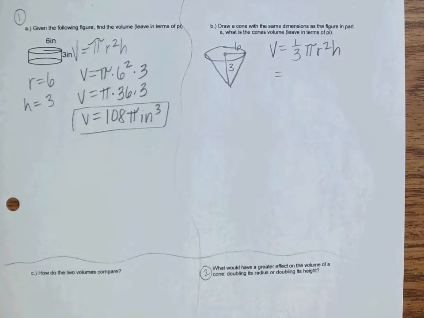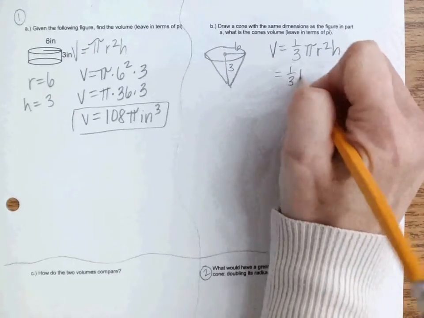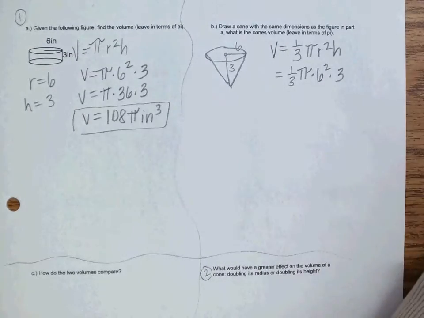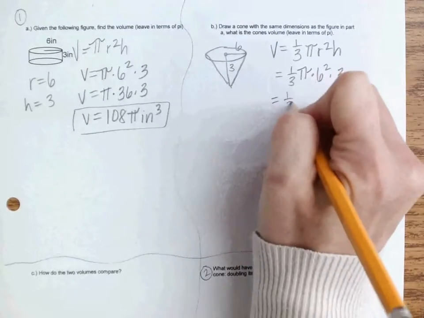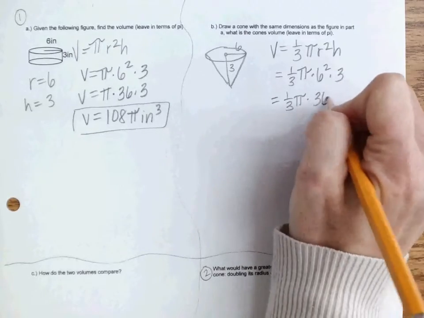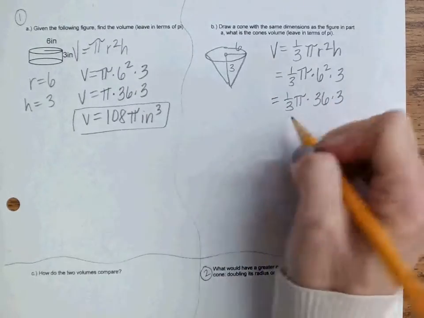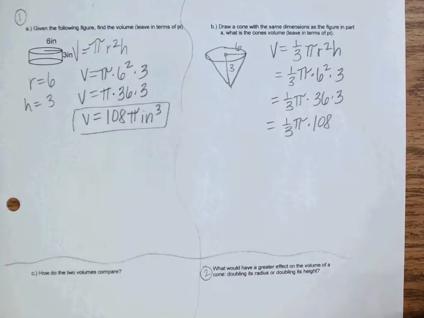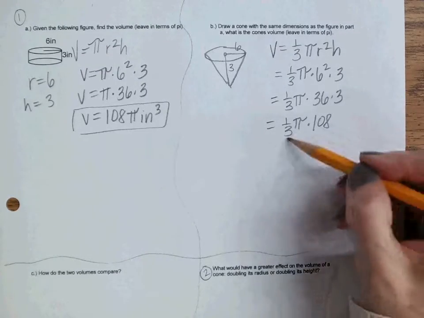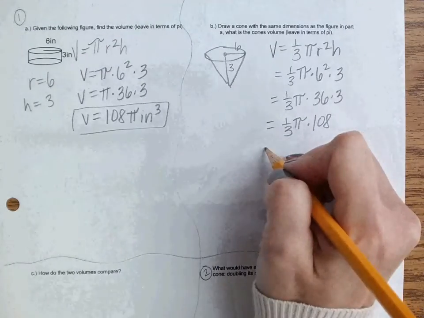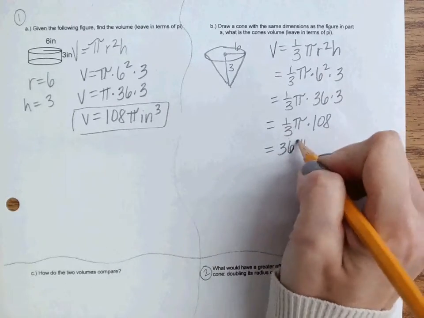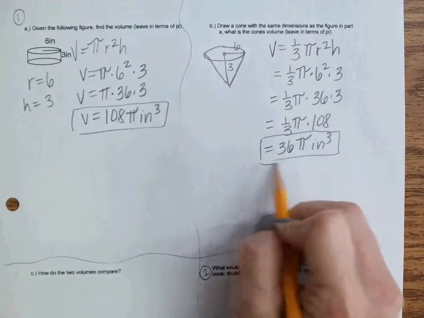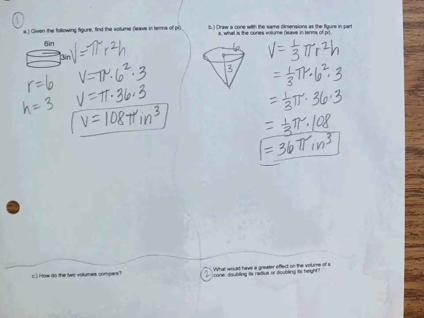And I have 1/3, so we're going to substitute. My radius is 6, my height is 3. And now we're going to go ahead and simplify and solve. I have 1/3 pi times 36 times 3. And then I know that 36 times 3 is 108 from the previous problem. And then all I have to do now is 108 times 1/3, or 108 divided by 3, I know is 36 pi inches cubed. Okay, so something, oh, you know what? I'll talk about it in C.